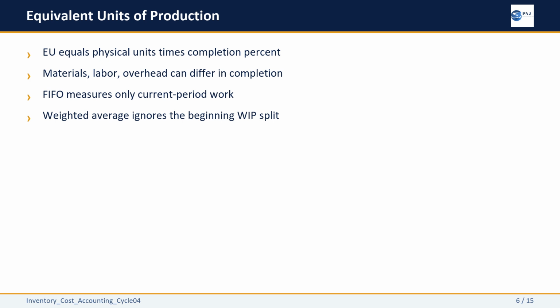Under the FIFO method, you count only current period work by subtracting the equivalent units already done in beginning WIP. Under weighted average, you treat everything as current period work. Cost per equivalent unit then values both transfers and ending WIP. Next, labor and overhead.